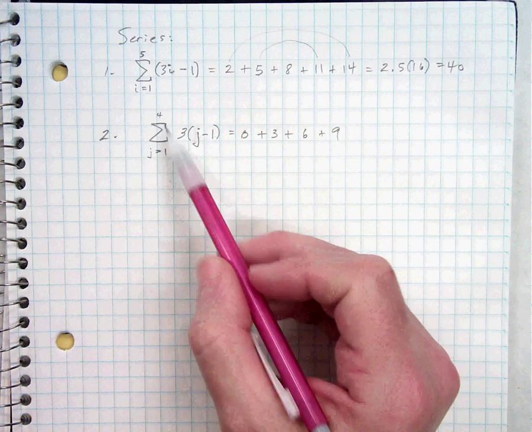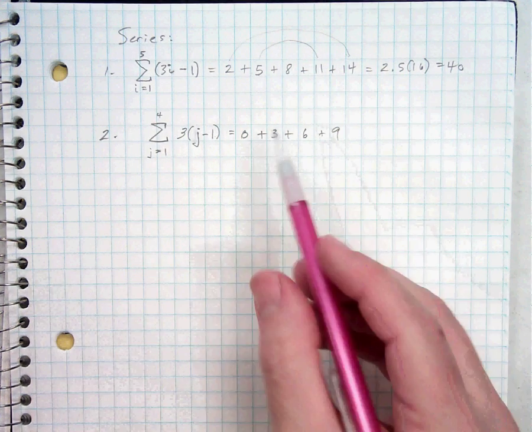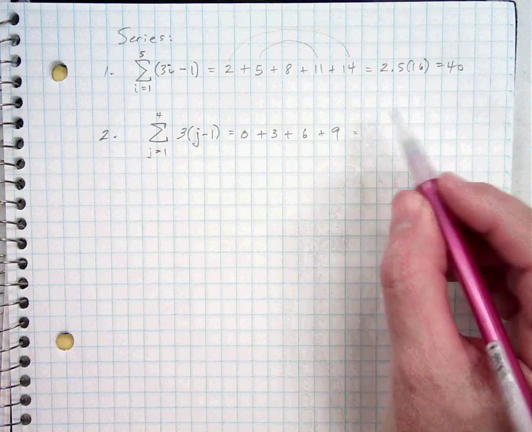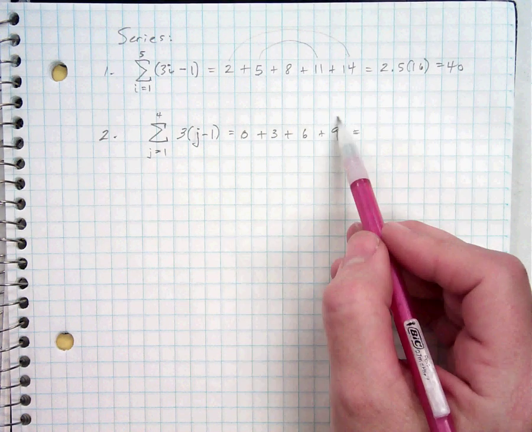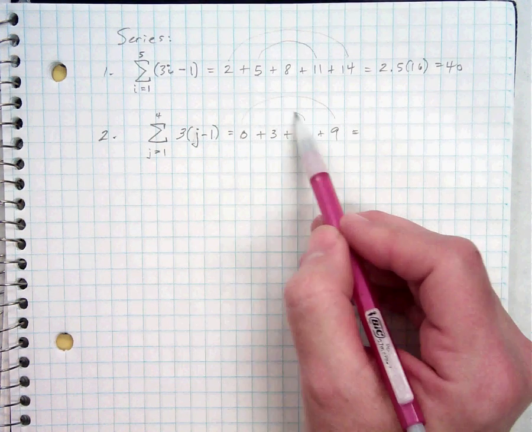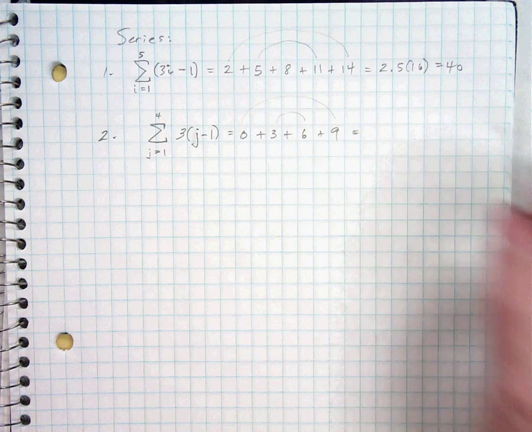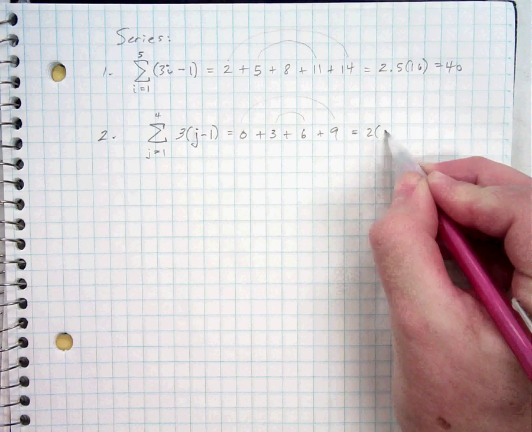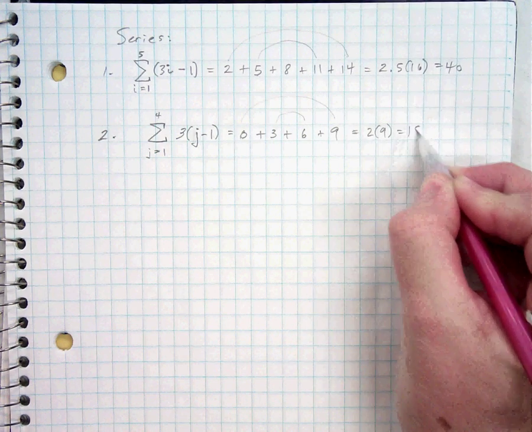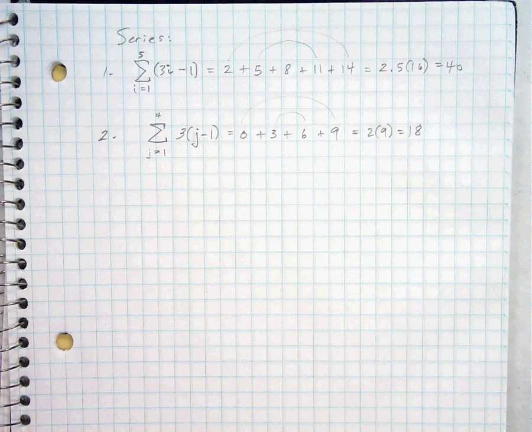It's the first number to the 4th number. So again, this is arithmetic, so these two should add up to the same as these two, and they do. 0 plus 9 is 9, 3 plus 6 is 9, so it's twice 9, which is 18. All right, that's all there is.